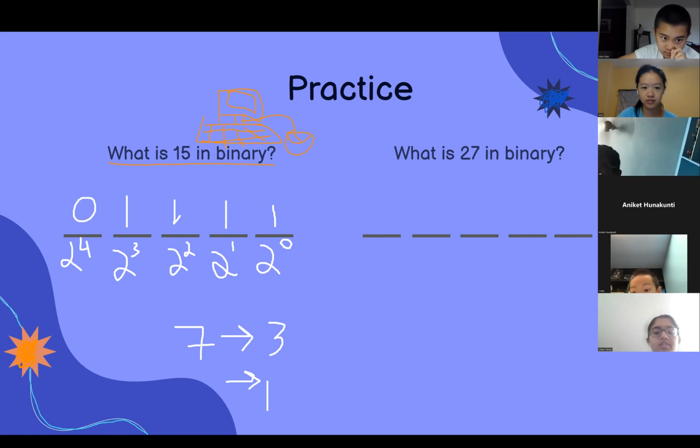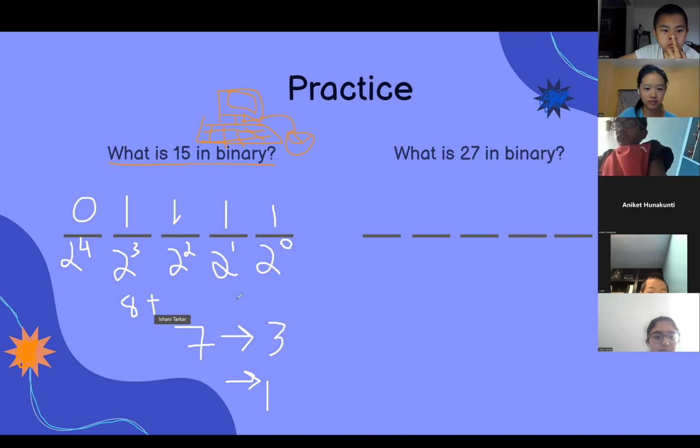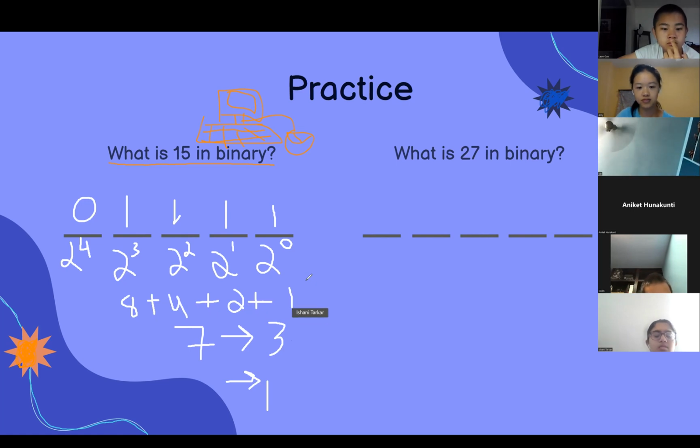We can just convert it back to decimal just to make sure. So 2 to the power of 3, which is 8, plus 2 to the power of 2, which is 4, plus 2 to the power of 1, which is 2, plus 1 is equal to 15, which was given in the problem. So that means we did it correctly. So our answer is 0, 1, 1, 1, 1, or 1, 1, 1, 1. So good job.